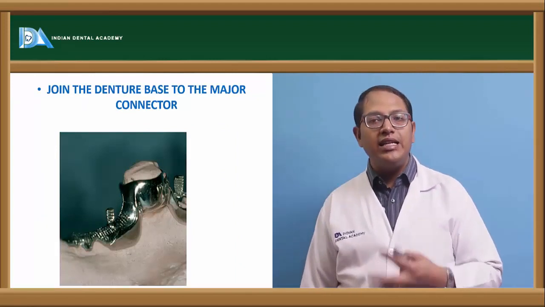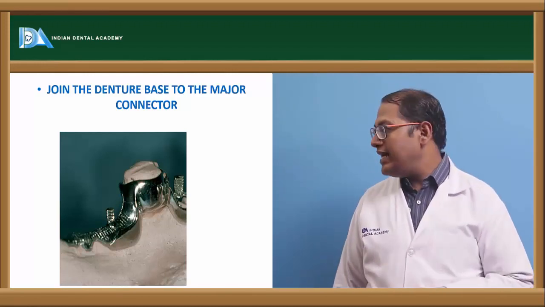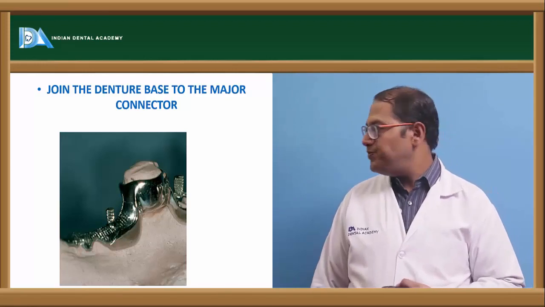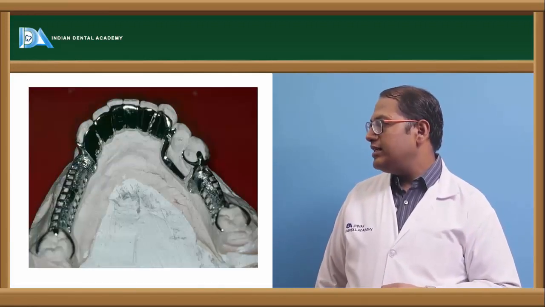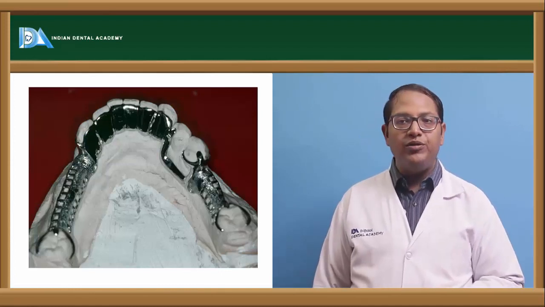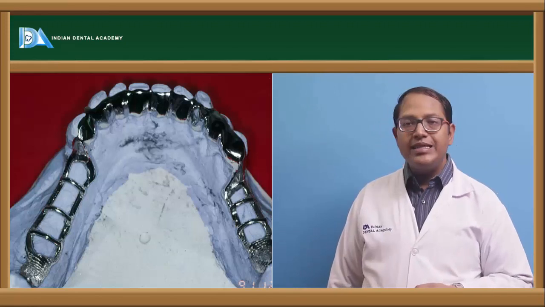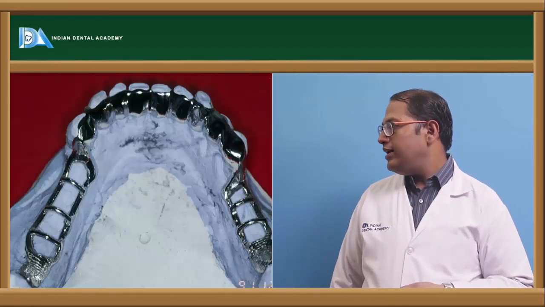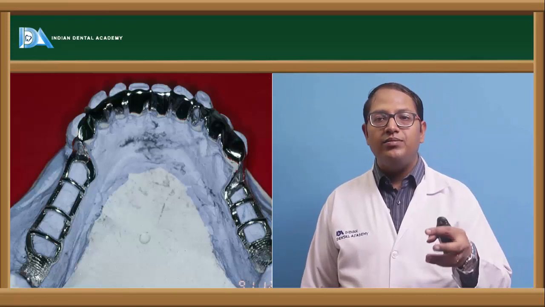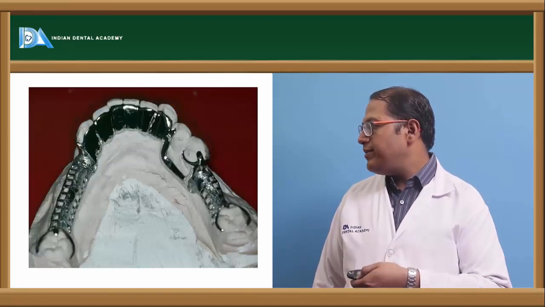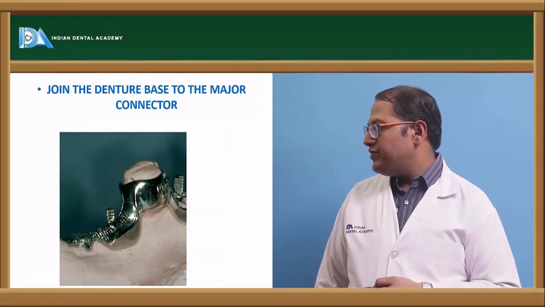Now that joins the denture base to that of the major connector. Now this may be of different designs that we will come across right now. We have different designs for that. This is called the meshwork type of minor connector. We have the lattice type. Also, a bead kind of thing is available.